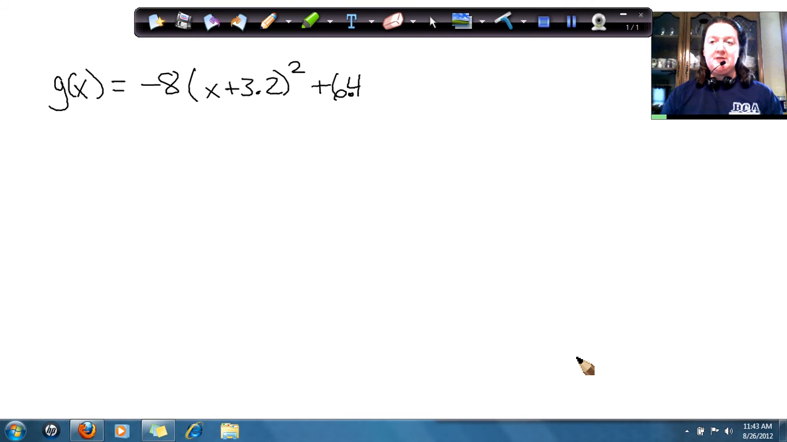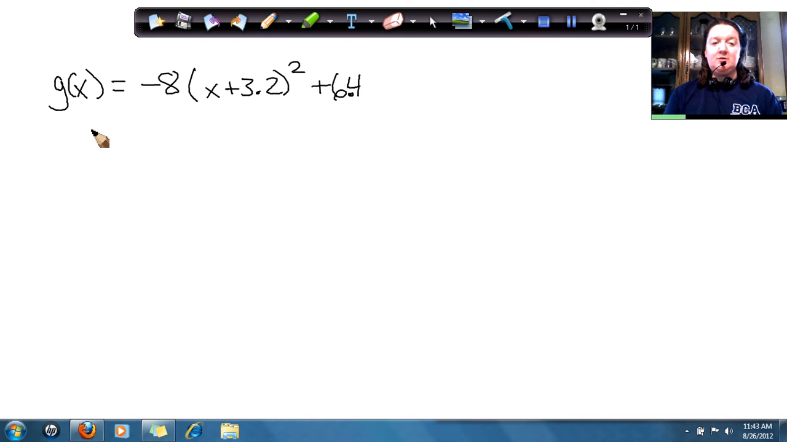Morning. Let's look at page 16, question number 44. We have the following function: g of x equals negative 8 times (x plus 3.2) squared plus 6.4. It asks us to graph the function and label the vertex and the line of symmetry.